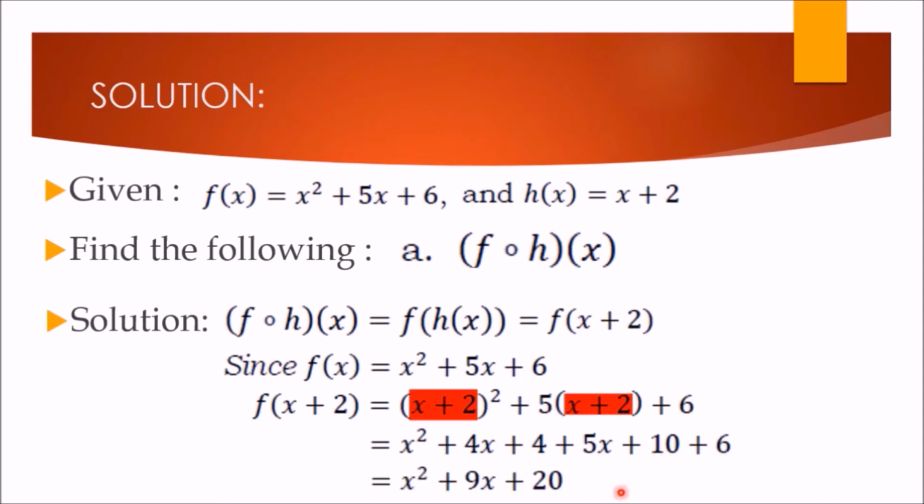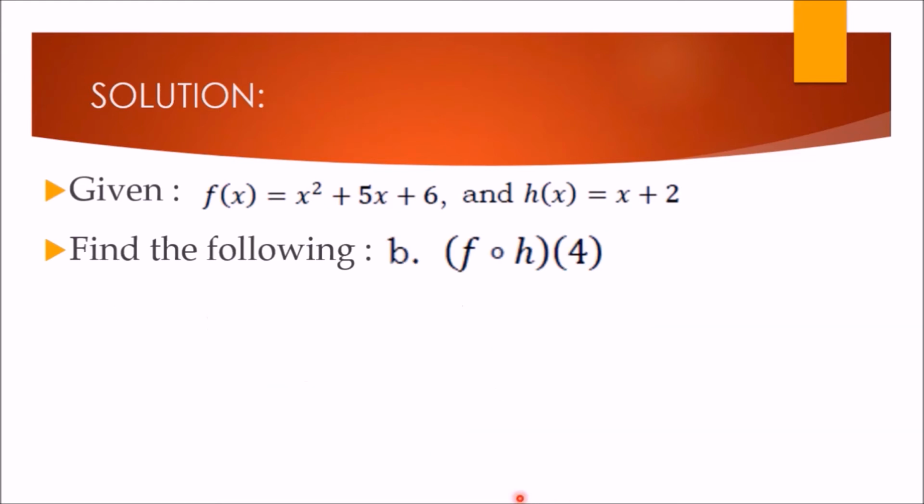The final answer will then be x squared, copy, and then 9x. You have 4x plus 5x is 9x. And 20 is 4 plus 10 plus 6, that's 20. Let's proceed to letter B.